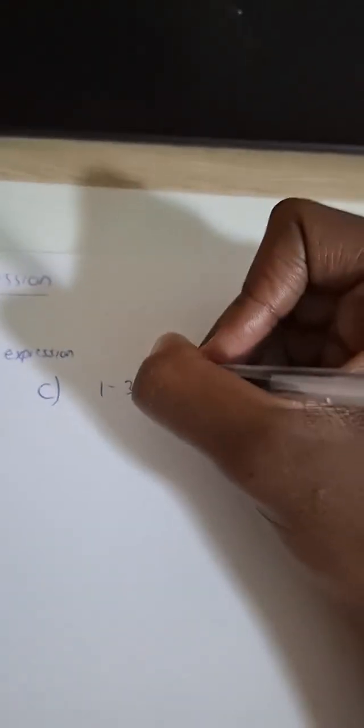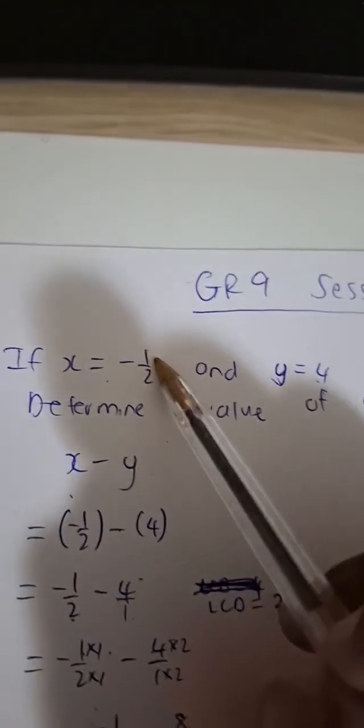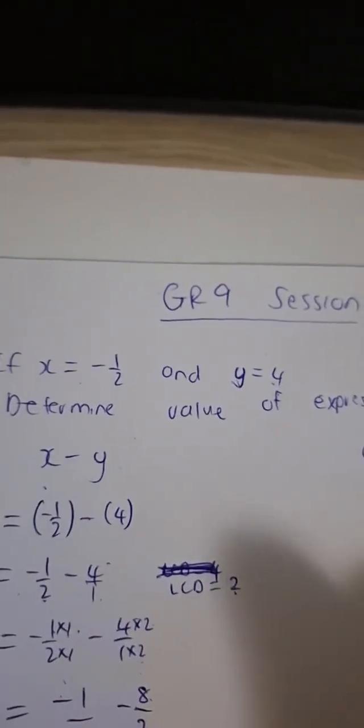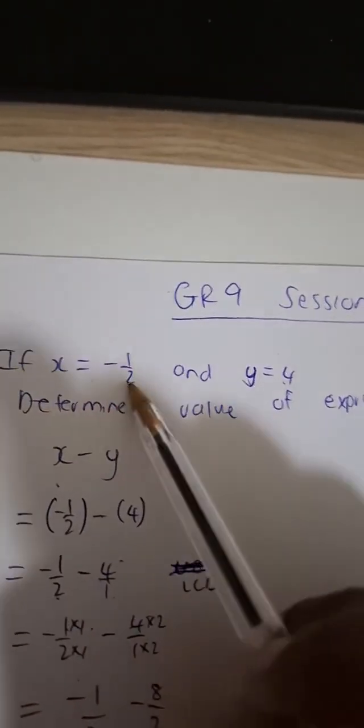Okay, let's look at another one that I gave you guys. Here's another one. 1 minus 3x cubed. We are asked to do what? If x is equal to negative half or y is equal to 4, find the value of the expression. So x is negative half. We need to determine the value of the expression.